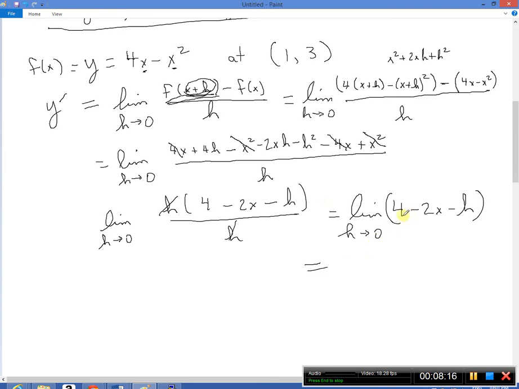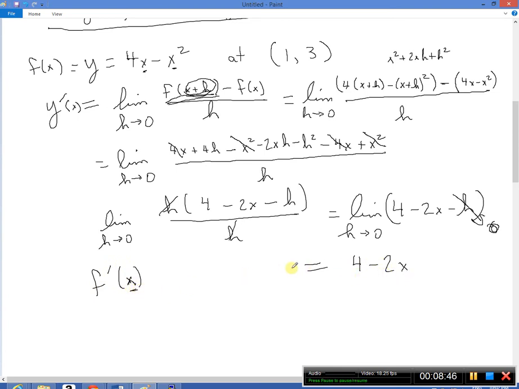So this is going to be 4 minus 2x, because x doesn't do anything as h runs around, but h here goes to 0, so that goes away. Okay, so 4 minus 2x is the derivative of y, but it's the derivative of y at any x, or in other words, f prime of x, the derivative at any value x is 4 minus 2x.